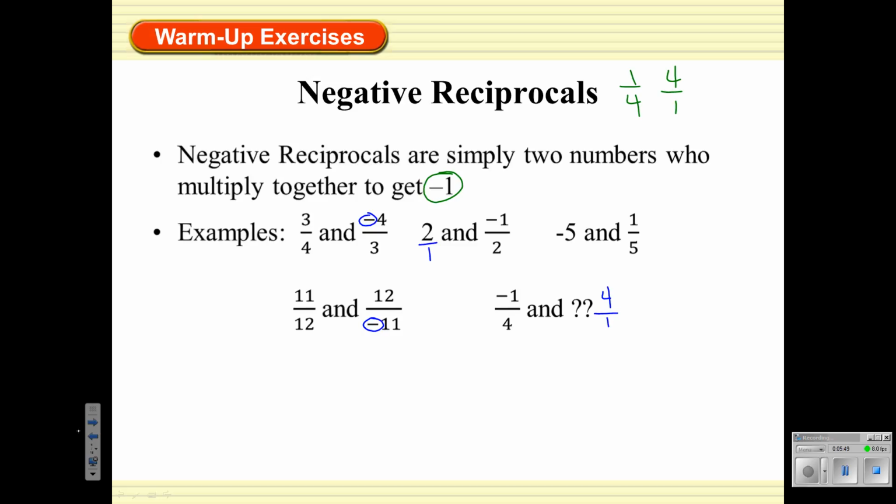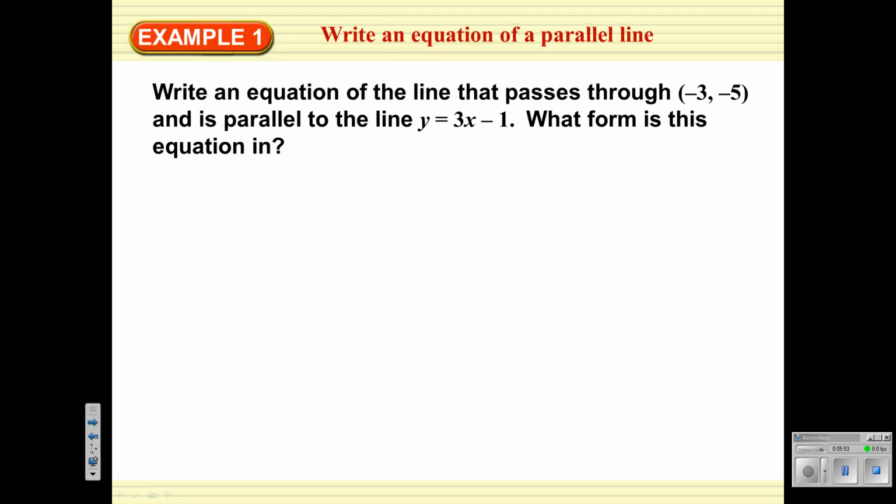All right, so those are our key concepts. Let's do some practice. So it says write an equation of the line that passes through negative 3, negative 5, and is parallel to the line y equals 3x minus 1.